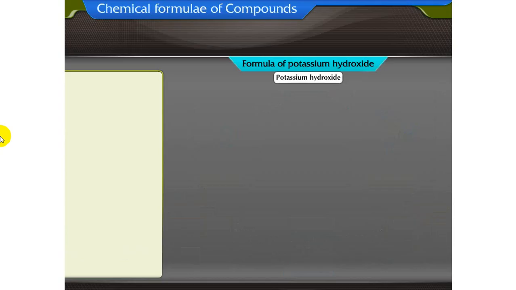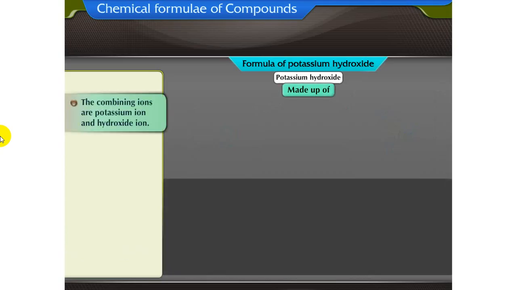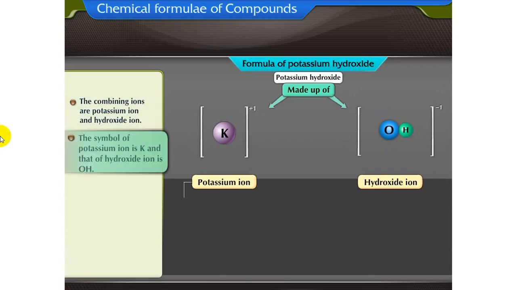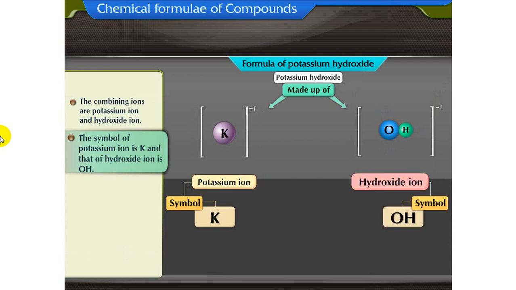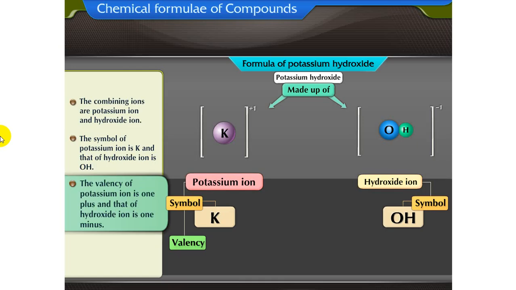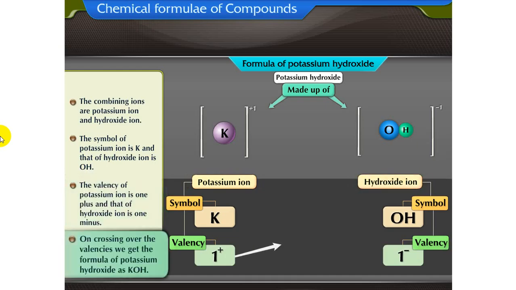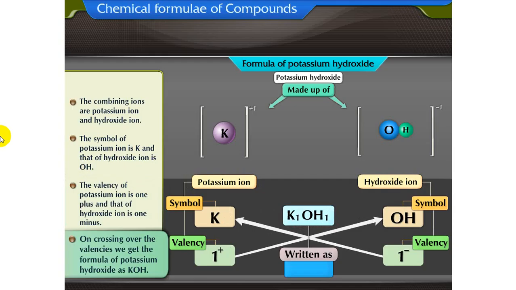Formula of potassium hydroxide. The combining ions are potassium ion and hydroxide ion. The symbol of potassium ion is K and that of hydroxide ion is OH. The valency of potassium ion is 1 plus and that of hydroxide ion is 1 minus. On crossing over the valencies, we get the formula of potassium hydroxide as KOH.